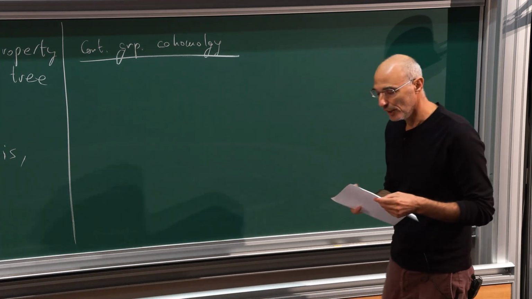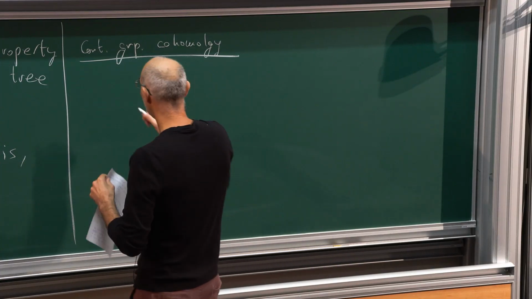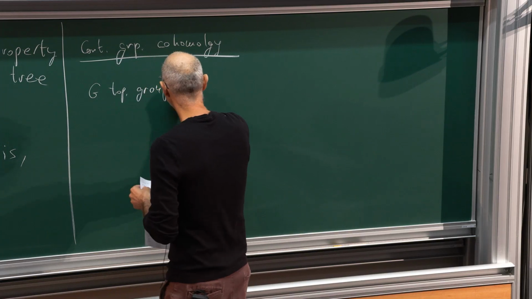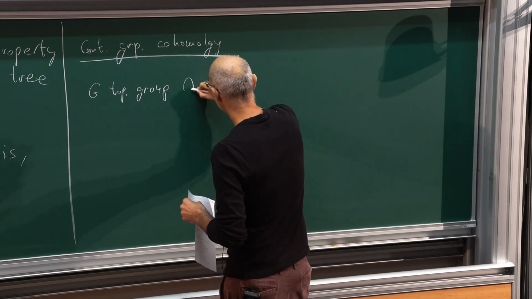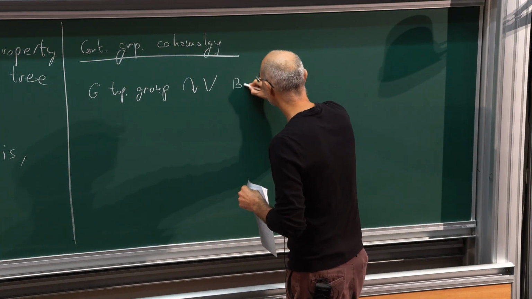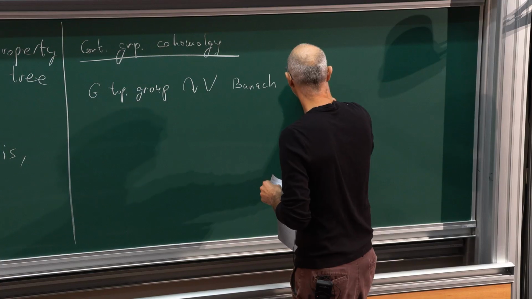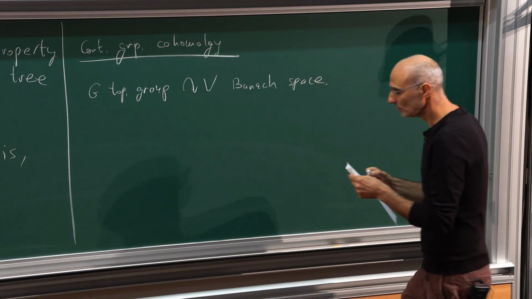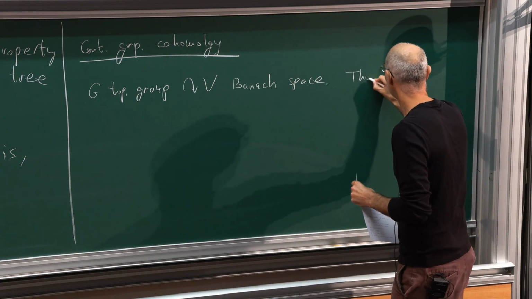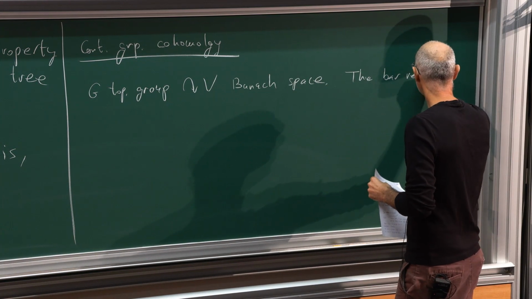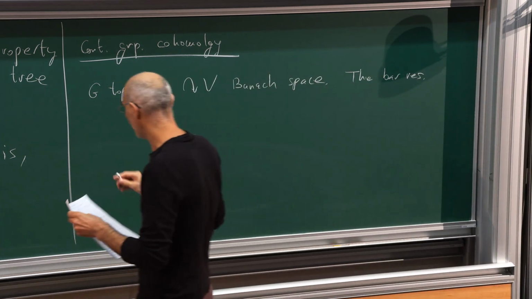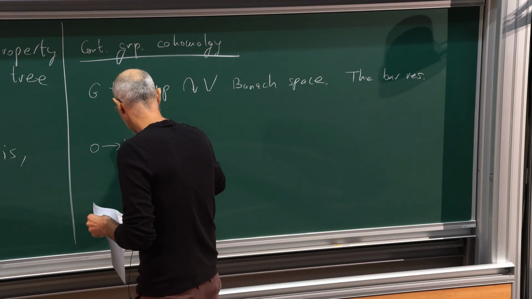Nevertheless, a theory was developed, and here it is. So G here is a topological group, typically a locally compact group. And it acts on V. This could be a topological vector space, but let's say that it is a Banach space. And then I have the bar resolution. I can have other resolutions as well, but this one is easy to write and consider.